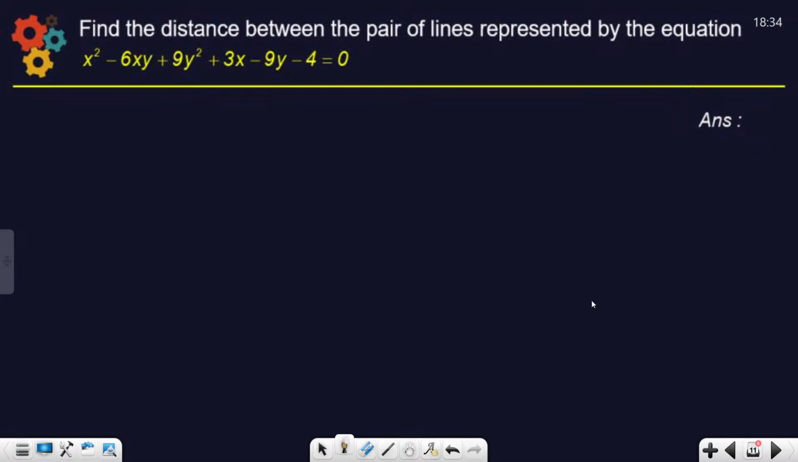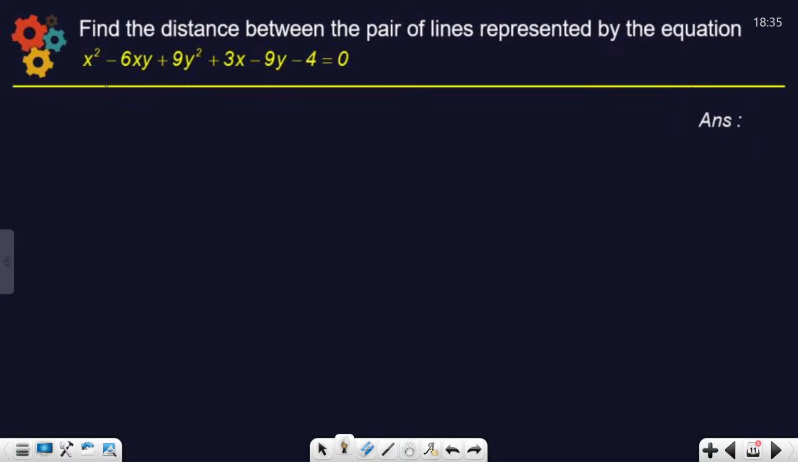Now see this question. The question is to find the distance between the pair of lines represented by this equation. Now, it is very clear from the question that to find the distance between the pair of lines, you must know the equation of the lines. Yes or no? So now I will try to find the equation of these lines.